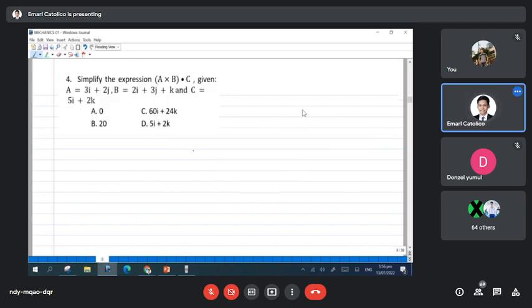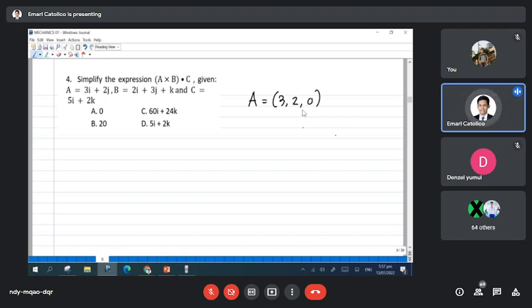So number 4, okay, simplify the expression A times B dot C given A is equal to 3I plus 2J, B is 2I plus 3J plus K, and C is equal to 5I plus 2K. Okay. So para hindi kayo malito, isulat nyo muna siya in terms of value ng coefficient ng vector. So si vector A is 3I plus 2J. So ang vector mo dyan is 3, 2, 0, kasi K is equal to 0.